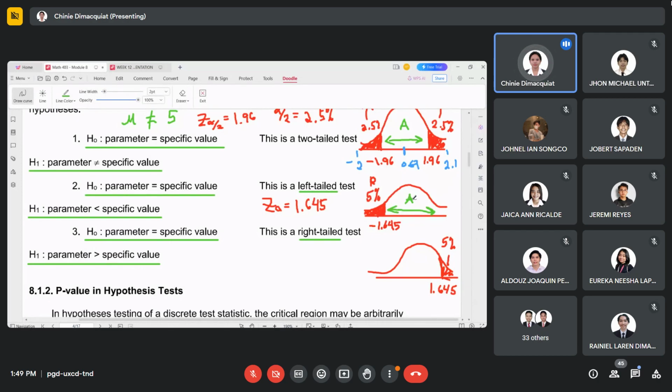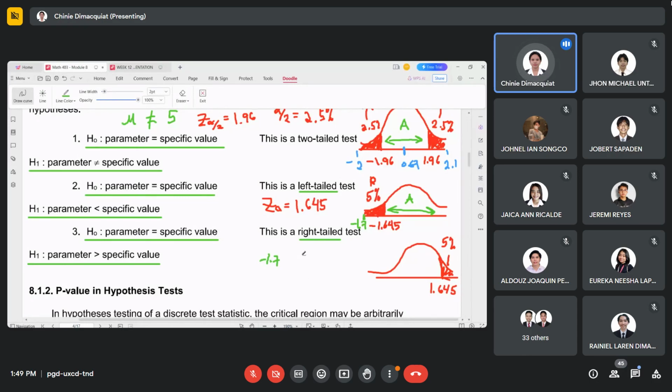So for example, we got a value of Z upon computing or analyzing the given problem. Say we got a Z value of negative 1.7. Let's first use the left tail. We plot negative 1.7 here, and since it falls under the rejection region, this shaded region, we need to reject our null hypothesis.